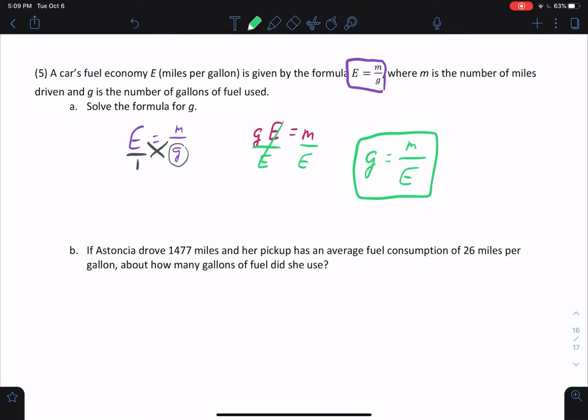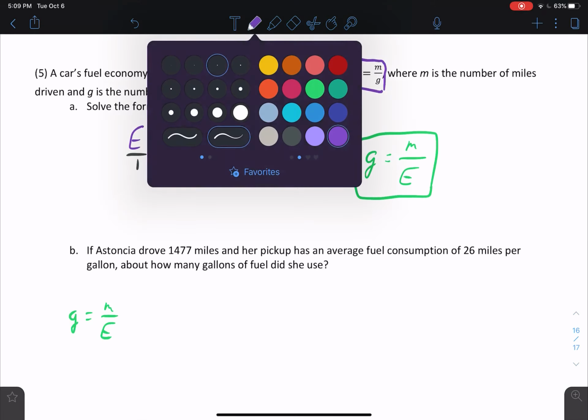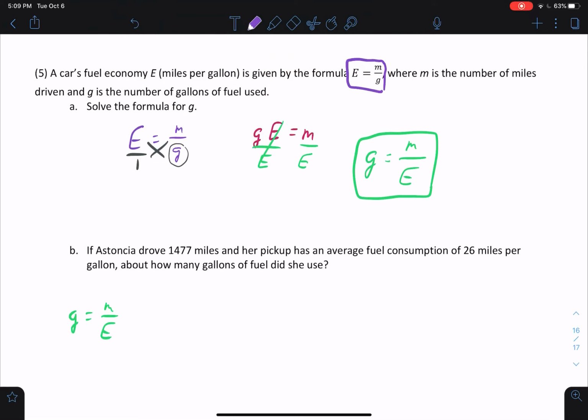Now we're going to use this equation, G equals M divided by E. If Estancia drove 1,477 miles, so this is the number of miles that she has driven, her pickup truck has an average fuel consumption of 26 miles per gallon. This is the fuel economy, E. About how many gallons did she use? That's my G. My G is my unknown. M is 1,477. E is 26. Gallons, we don't know, is G.